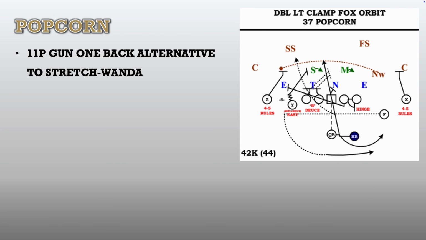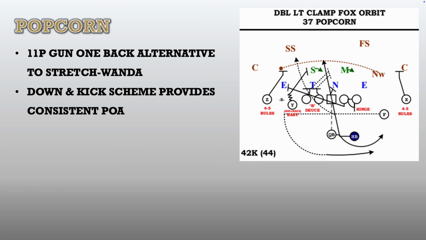So instead of running outside zone to the left here and being worried that the 3 technique is going to penetrate and force us backside, in which case we probably should have just run inside zone anyway, this down and kick scheme is going to provide a consistent point of attack. So we're getting a deuce block on the 3 technique back to the mic. The tight end is going to act like he's going to block this defensive end and then get up to the Sam, and that's to prevent that defensive end from squeezing and spilling the kick block of the guard here. So the guard's going to be able to get inside the defensive end, and now this run is really going to hit that C-gap area.